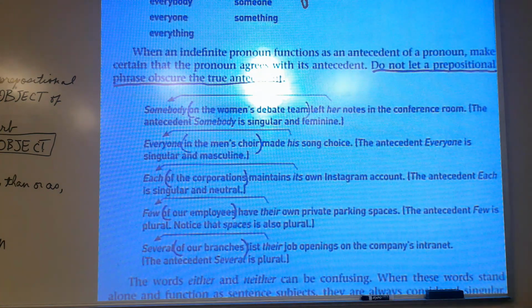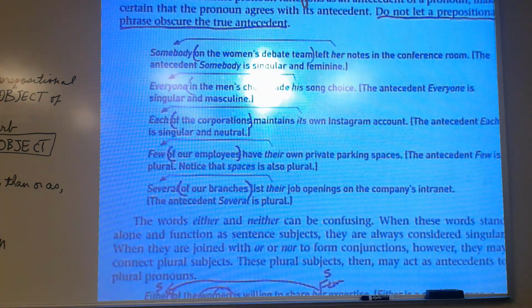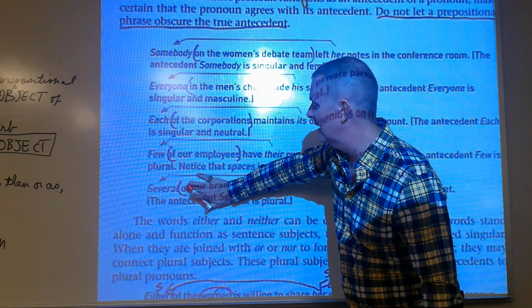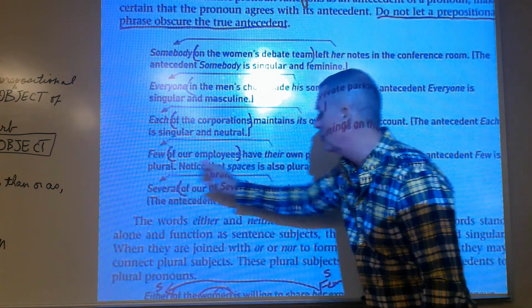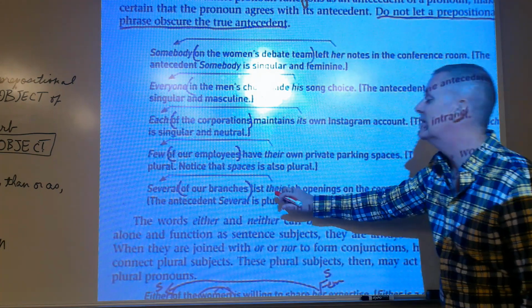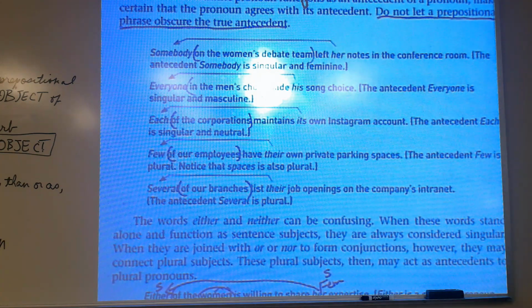Few of our employees. Remember the word few. It's in that right column, and it's always plural. So that's a plural. We need a plural pronoun to refer to it. Several of our branches list their job openings on the company's intranet.